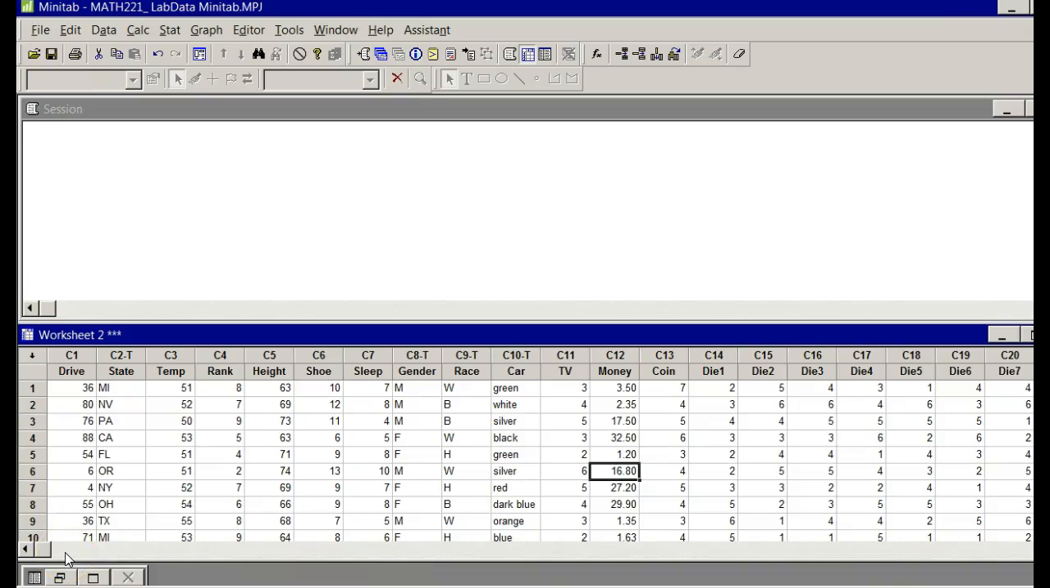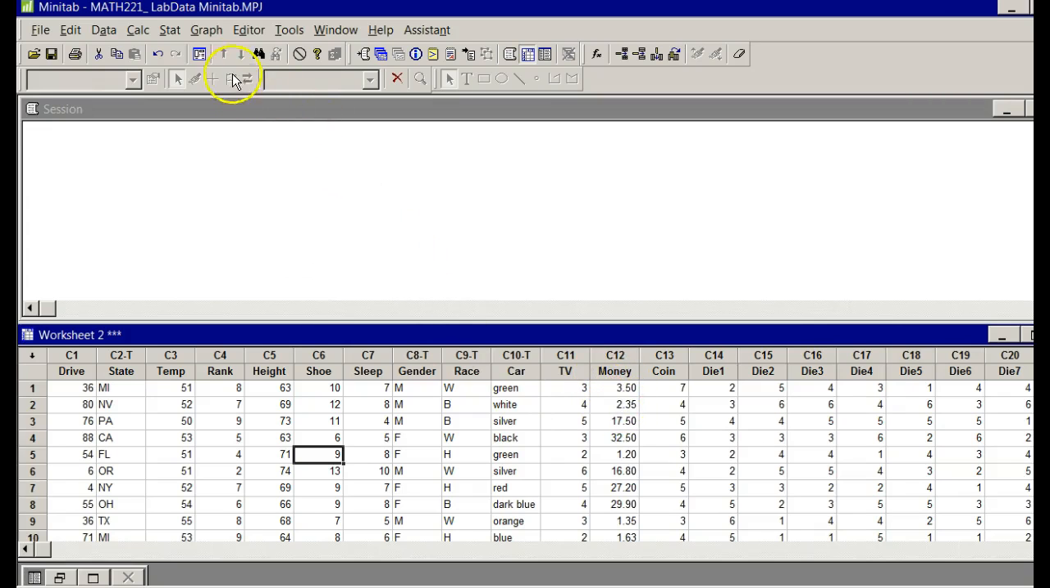Okay, let's take a look at doing a stem and leaf plot. This is very similar to number three on your week two lab. However, remember, I changed the data. We're going to be creating a stem and leaf plot on the variable money.